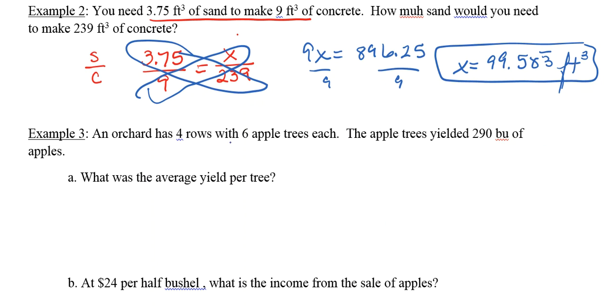An orchard has 4 rows with 6 apple trees each. The apple trees yield 290 bushels of apples. What was the average yield per tree? 4 rows with 6 apple trees each. The apple trees yield 290 bushels of apples. Average yield per tree. Okay.